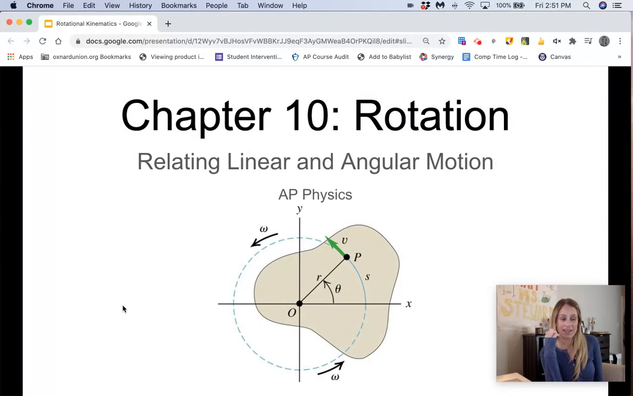But at the same time, if you learn how to relate linear variables with angular variables right away, which is what we're going to talk about today, it is much, much easier. So remember, you know this stuff already. It's just now, instead of moving linearly, we're moving rotationally or angularly, as they say. Okay, so let's start rotation. So in this lecture, we're going to talk about relating linear and angular motion.